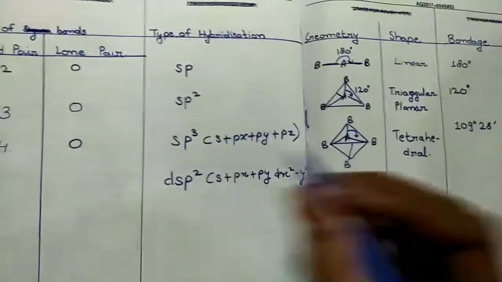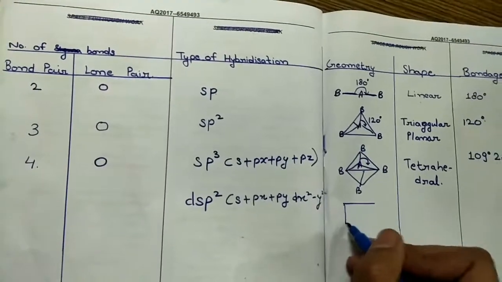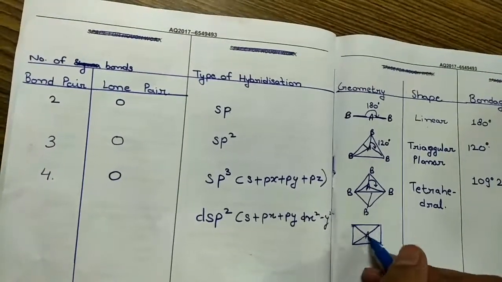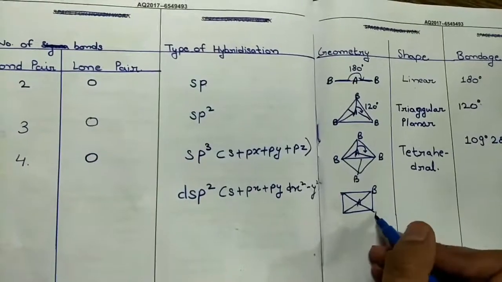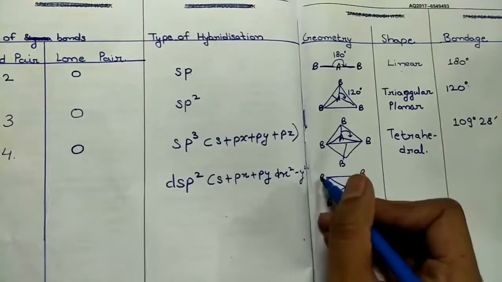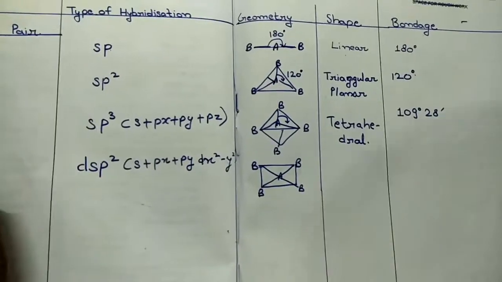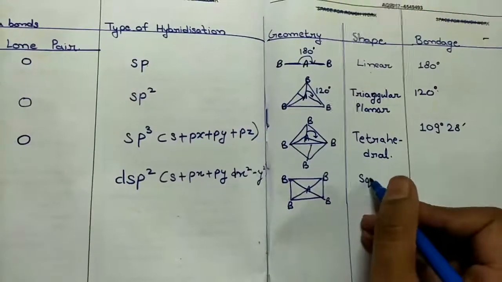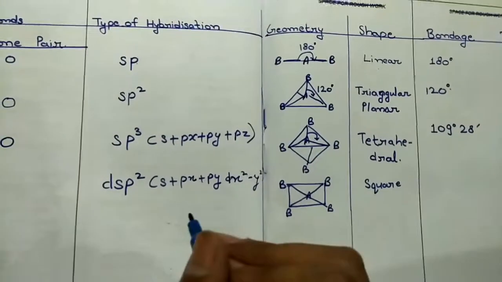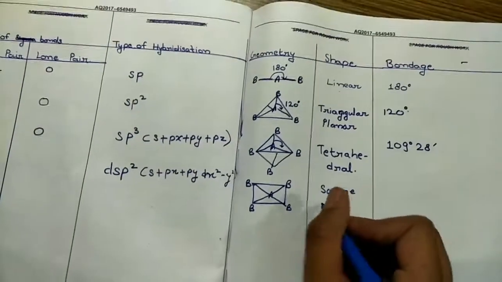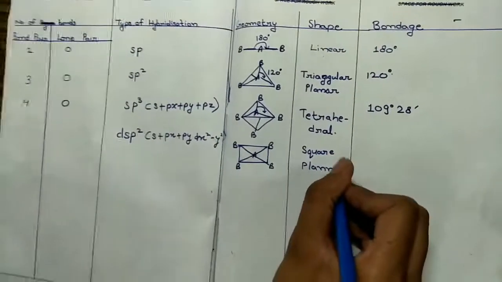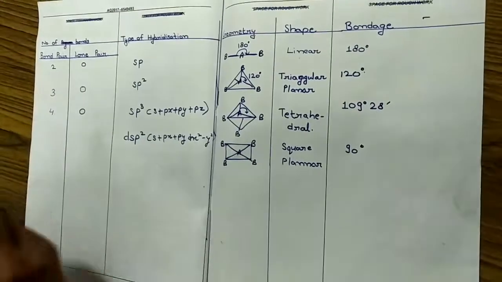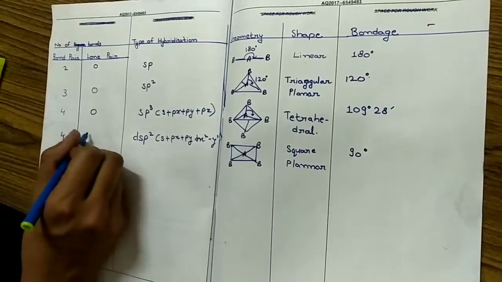Then the shape here is like this: A, B, B, B, B, and we call it square planar. The bond angle is 90 degrees.